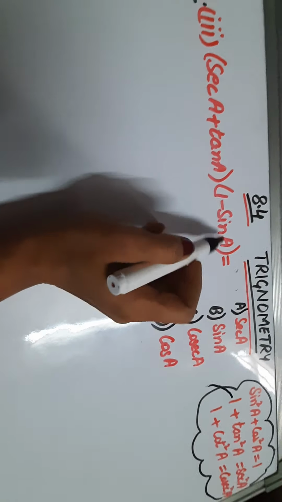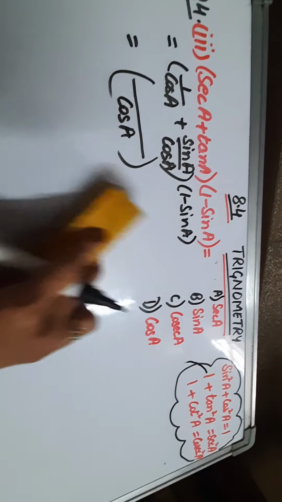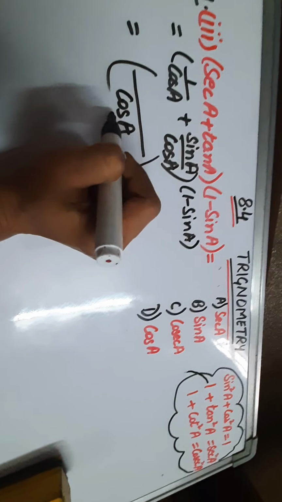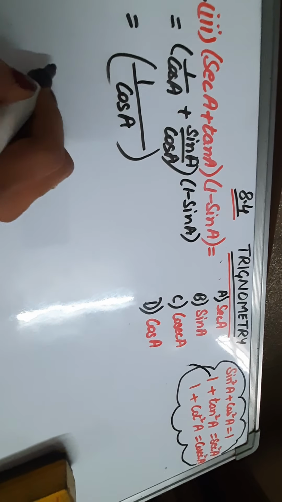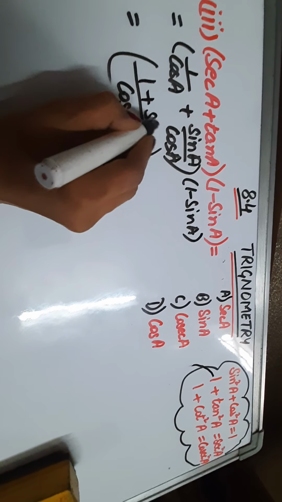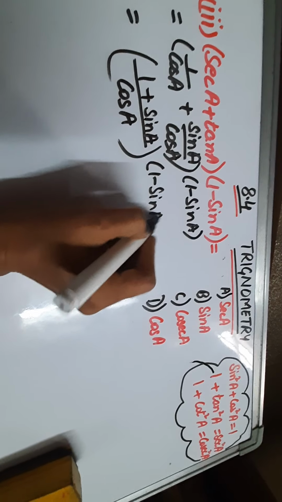Like if we have 1 by 2 plus 3 by 2, we take the 2 only once, we don't take 2 twice. So now compare the denominators. Denominators are same, so the numerator will again be the same, multiplied by 1 minus sin A.